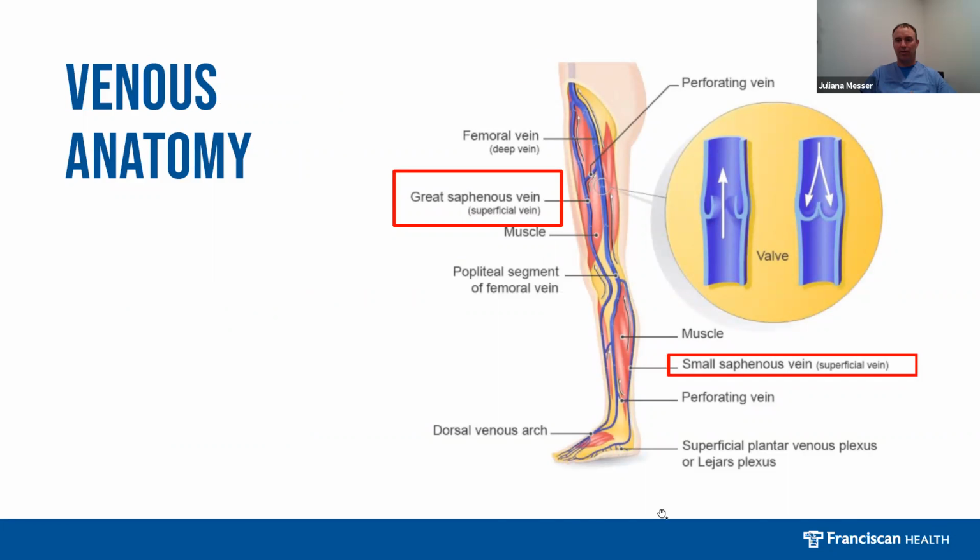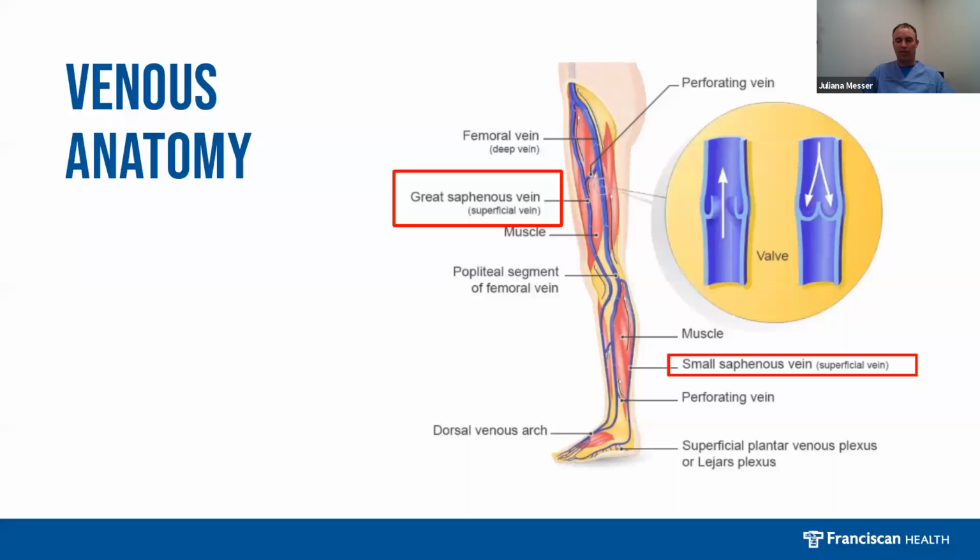This is a nice little pictorial about the venous anatomy. What you see highlighted in the red box, the top one, is your greater saphenous vein, and in the bottom red box is your small saphenous vein, or your short saphenous vein. These are the superficial veins, which are the source of the varicose veins.